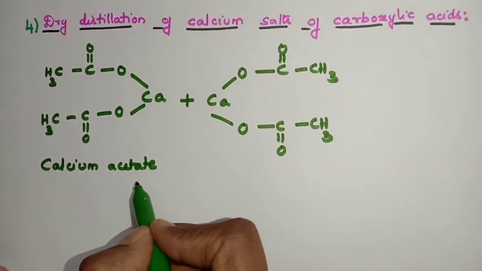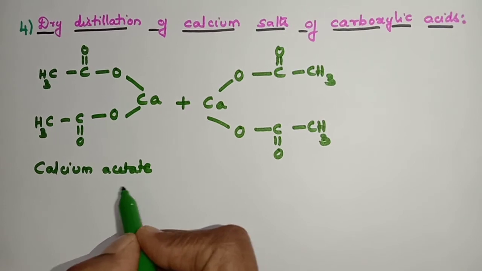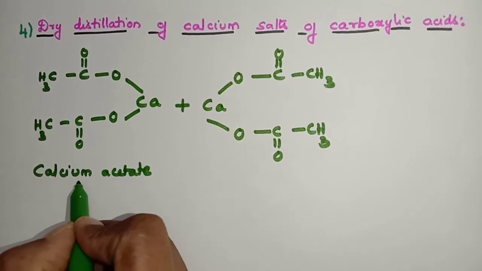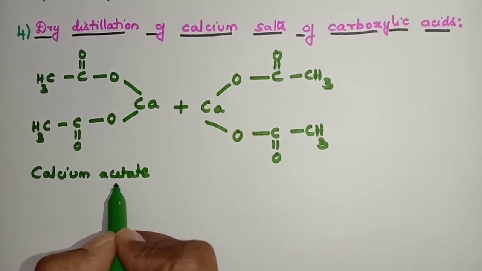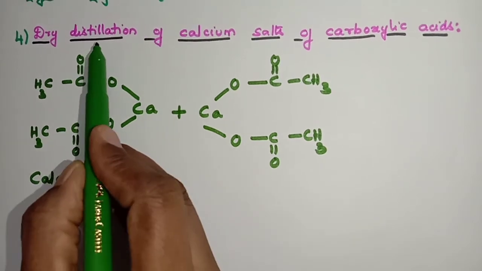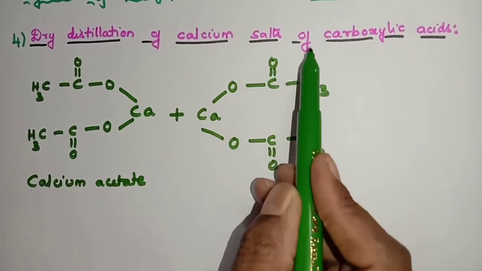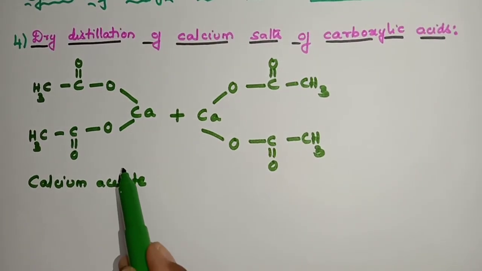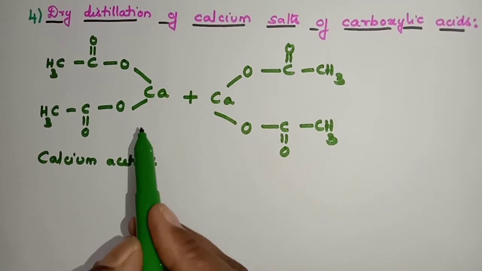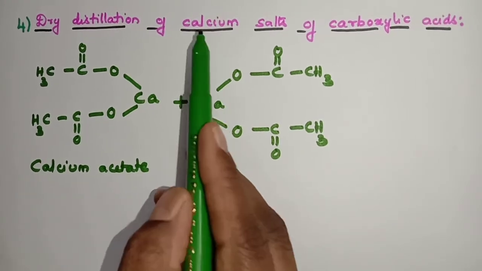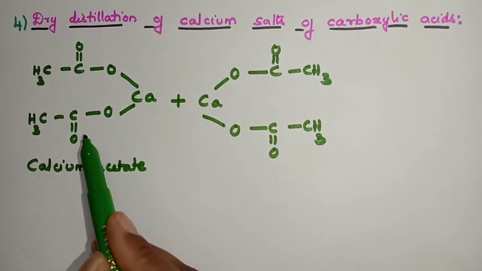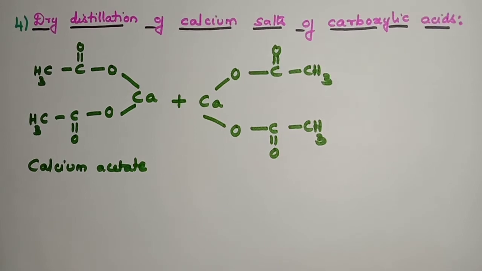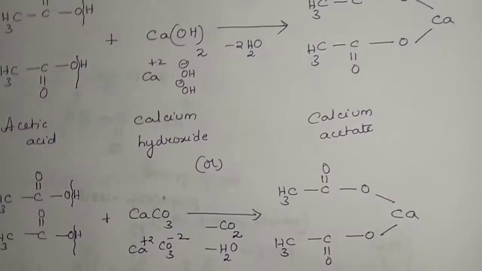What is calcium acetate and how is it formed? Calcium acetate is the calcium salt of acetic acid. See here the heading is dry distillation of calcium salts of carboxylic acids. So here the carboxylic acid taken is acetic acid and the salt taken is the calcium salt of acetic acid. So how is it formed? Here I will show you.